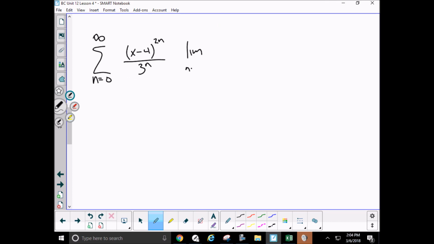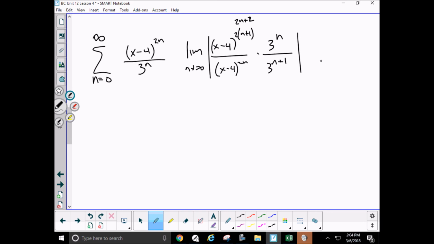Last one's very short. Limit as n approaches infinity of the absolute value of x minus 4 to the 2n plus 1. That's 2n plus 2, not 2n plus 1. And I'd have x minus 4 to the 2n. And I have 3 to the n in the numerator and 3 to the n plus 1 in the denominator. That has to be less than 1.